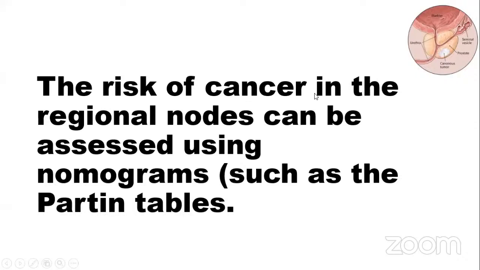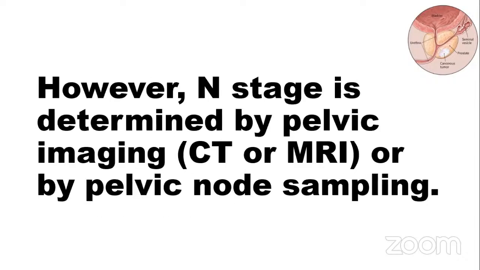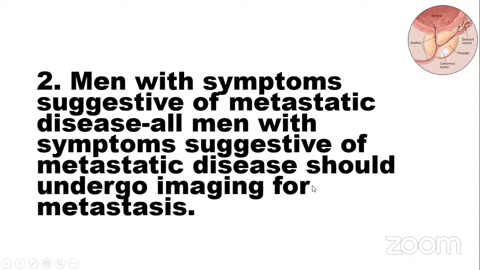The risk of cancer in the regional nodes can be assessed using nomograms such as Partin tables. So use a nomogram to assess the regional lymph nodes. However, N stage is determined by pelvic imaging, CT or MRI, or by pelvic node sampling.